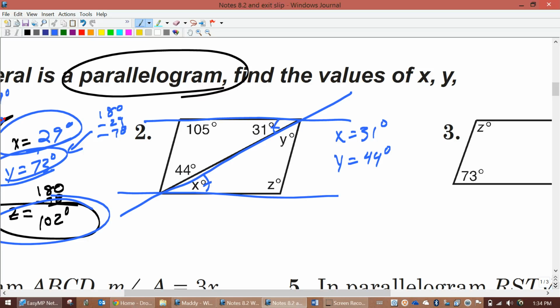Anybody else want to pick up z? Anybody want to take care of z? There's a quick way on z, and then there's a not so quick way. That's the quick way. The opposite angles on a parallelogram. This is a parallelogram. Opposite angles are congruent.